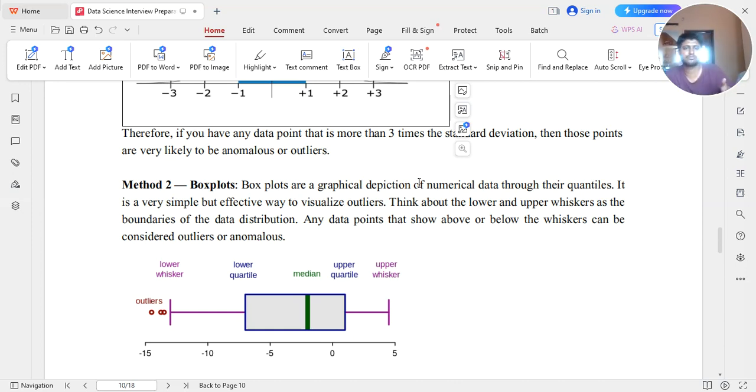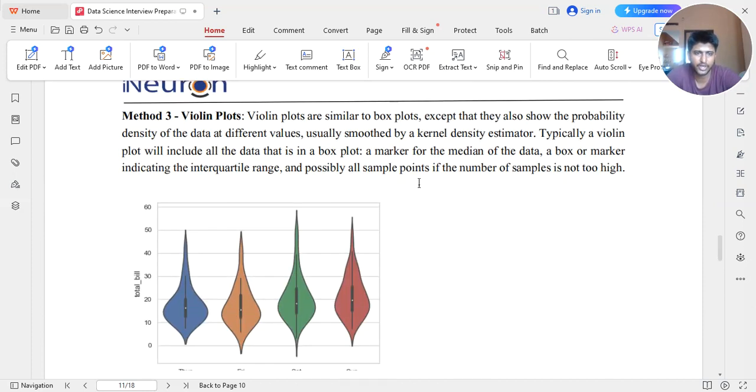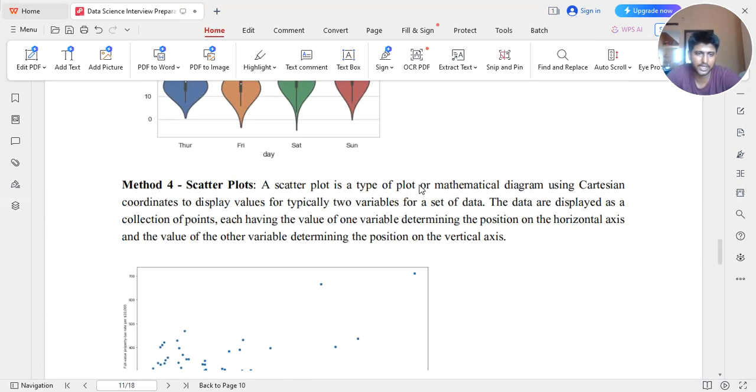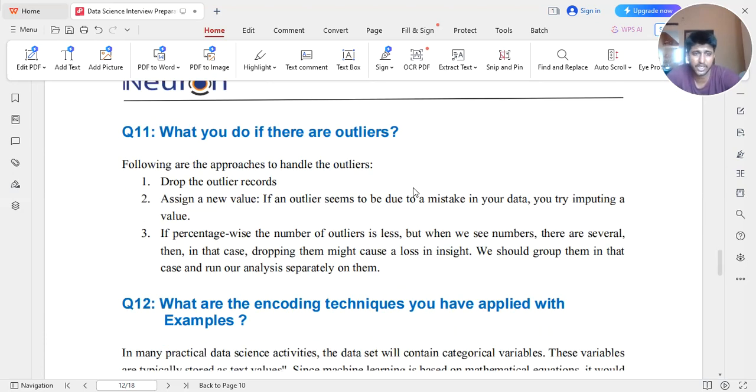It's a very simple but effective way to visualize the outliers basically, right? So think about the lower and upper whiskers as the boundaries of the data distribution. Any data points that show above or below the whiskers can be considered outliers or anomalous. Okay, you can use violin plots for that as well. You can use scatter plots based upon the use case.